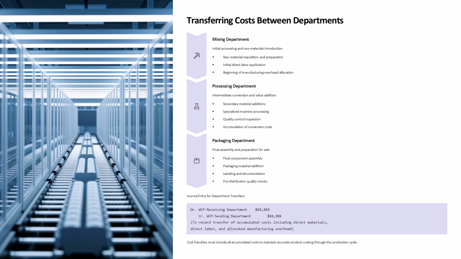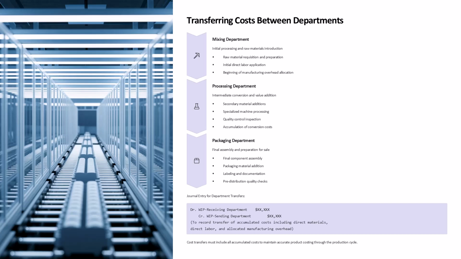The journal entry is beautifully straightforward. Dr. WIP, receiving department, CR WIP, sending department. Picture a paper mill where pulp processing costs transfer to pressing, then to drying, then to cutting, each department adding its costs to the previously accumulated total.